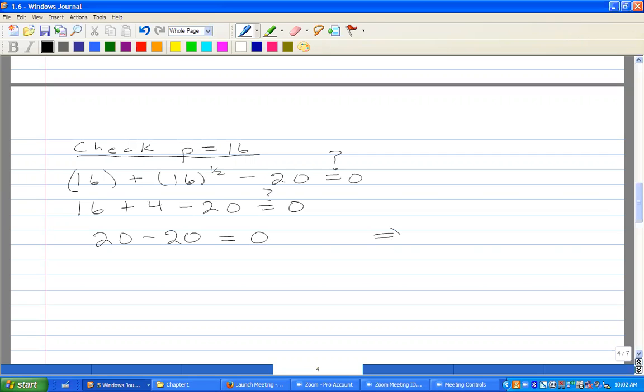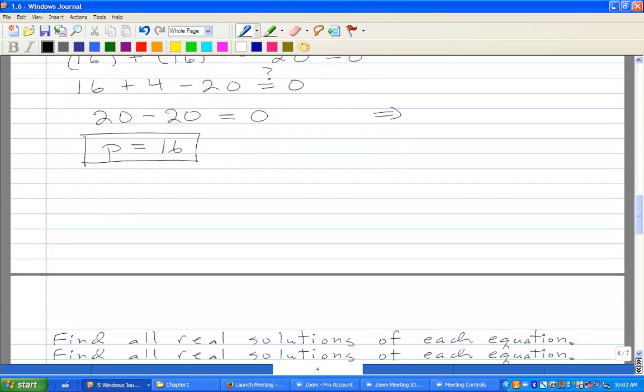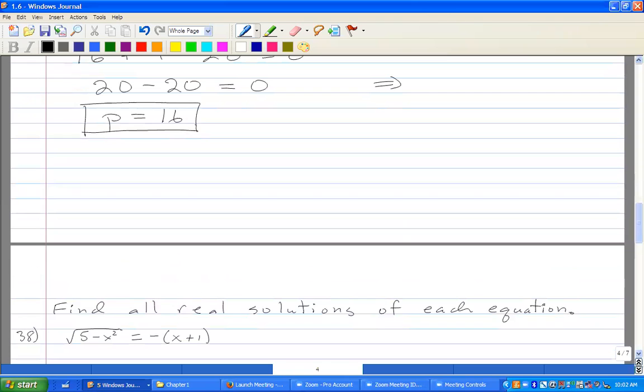So that says that my solution is p equaling 16. So that's the solution, in this case the only solution to our equation. Okay, so let me do problem number 38.